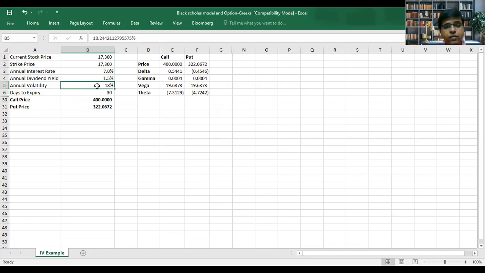So if you have the delta, gamma, rho, and theta with you, the annual volatility or IV you can calculate with the help of this Excel. In case you have the Black-Scholes model plotted in Excel, with the help of the Goal Seek feature, you can back calculate the annual volatility.